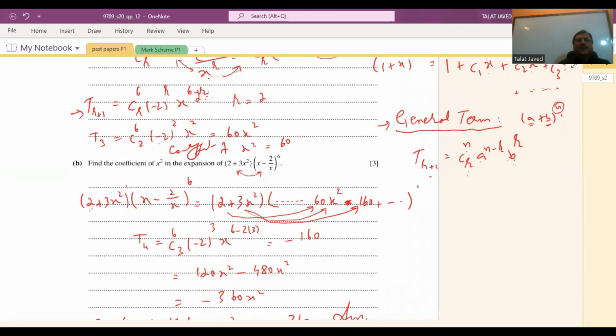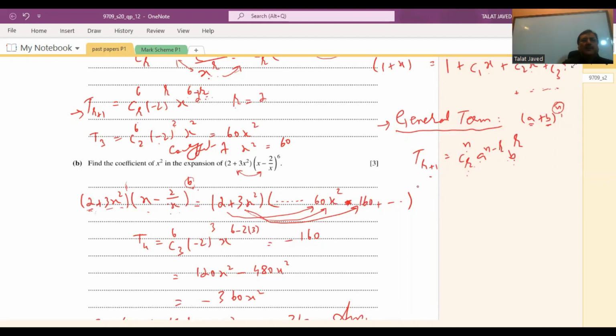So I will look at this binomial 2 plus 3x squared, its power is 1. This is already expanded. We need to expand x minus 2 over x raised to power 6. We can see its power is 6. If I expand this binomial raised to power 6, the total number of terms will be 7. So we need only two terms from this binomial expansion.